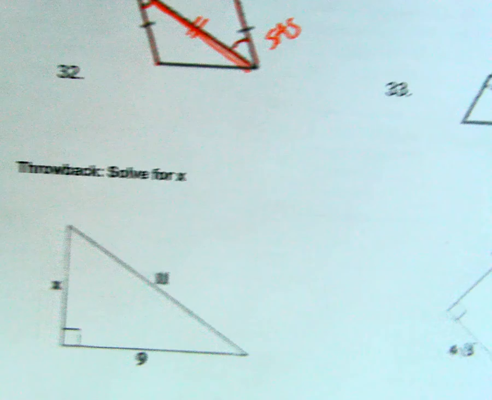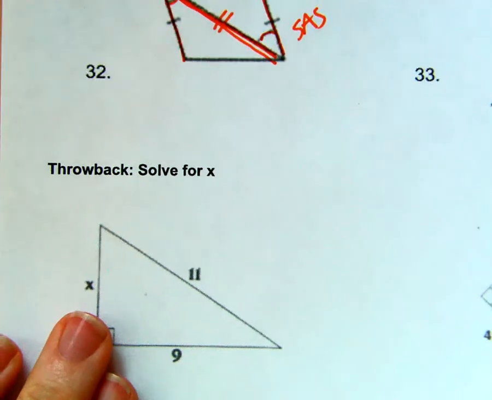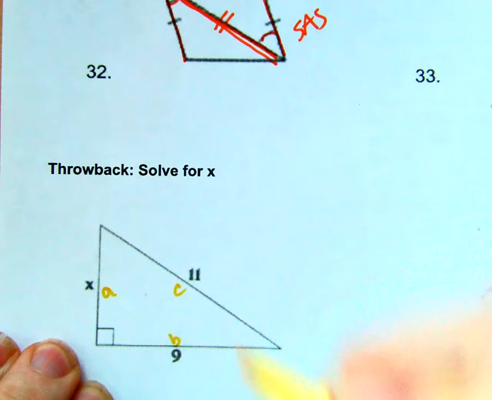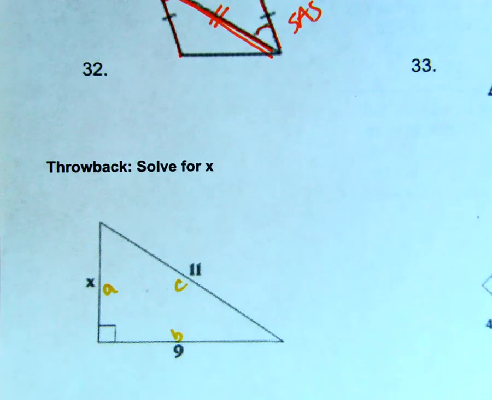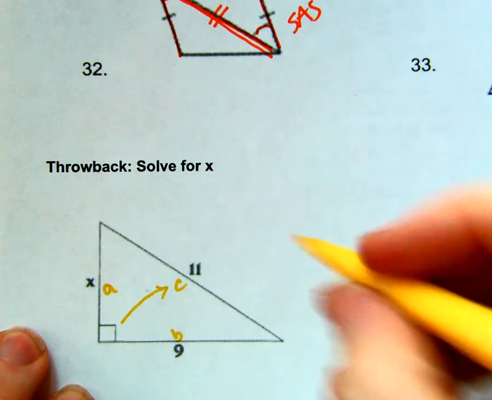All right, 2 more throwback problems. In a right triangle, if I knew 2 sides, can I find the third? Absolutely. So the legs are A and B. The hypotenuse is C. Remember, the hypotenuse is whatever is directly across from the right angle.